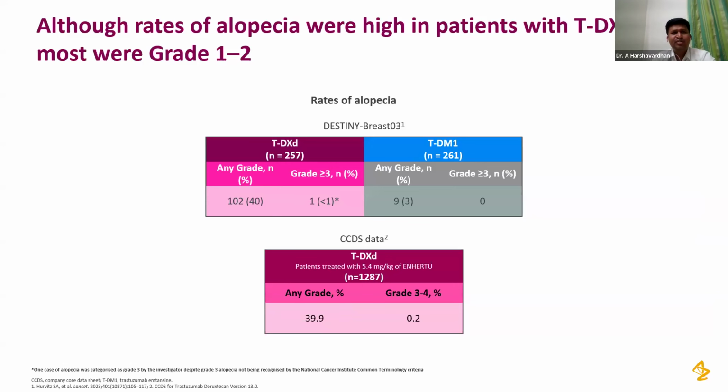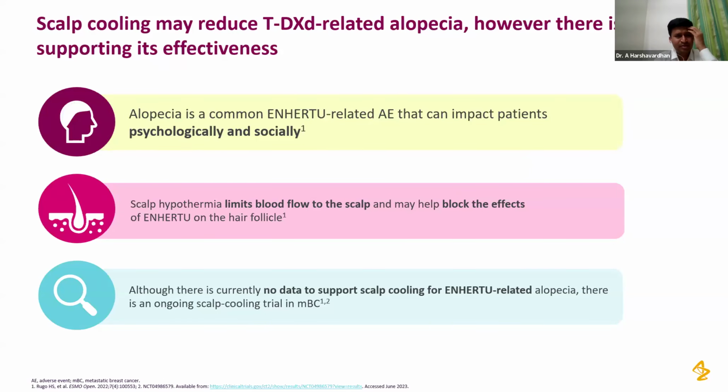Alopecia occurs at a rate of around 40% for any grade, but grade 3 is less than 1%. Alopecia is common with T-DXd and can impact patients psychologically and socially. Scalp hypothermia limits blood flow to the scalp and may help block the effects of T-DXd on the hair follicle. Although there is no current data to support scalp cooling for T-DXd related alopecia, studies are ongoing.